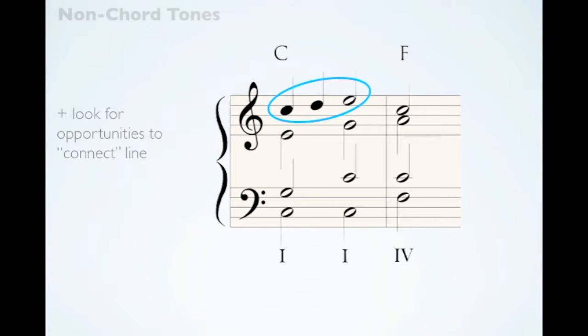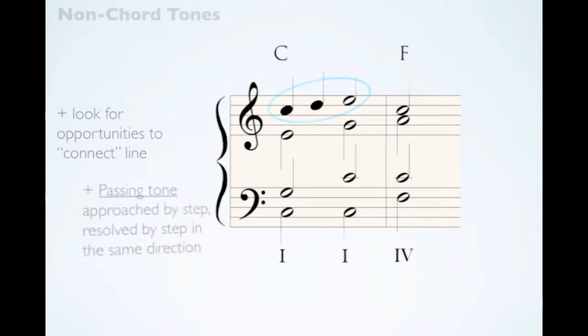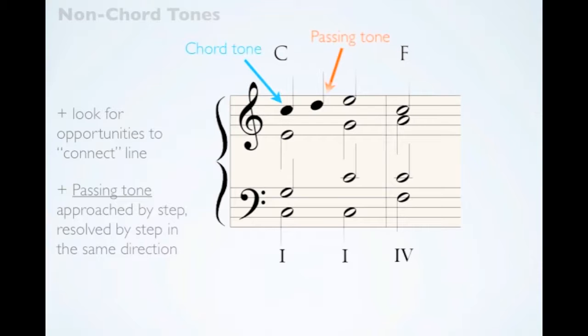This is the most common type of non-chord tone, known as the passing tone. It's a non-chord tone because D does not belong in a C chord, and so temporarily destabilizes our harmony, but only long enough to add a little interest in connecting two chord tones. The passing tone is approached by step and resolved by step in the same direction.